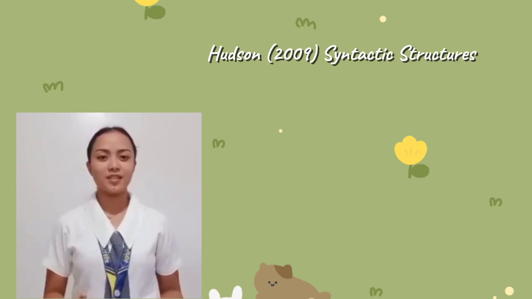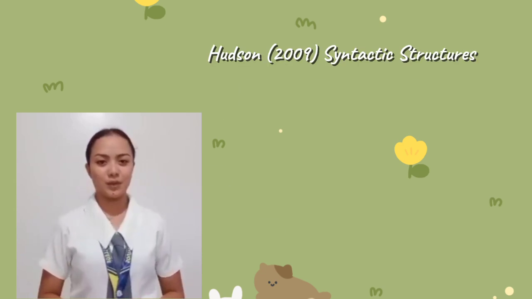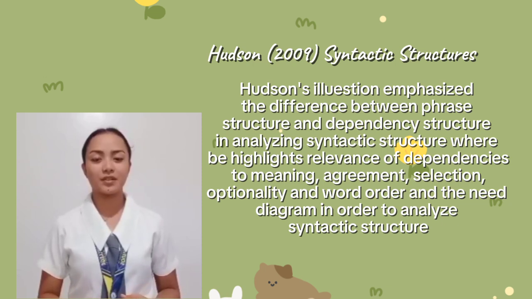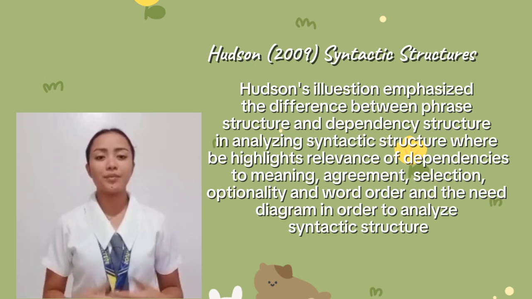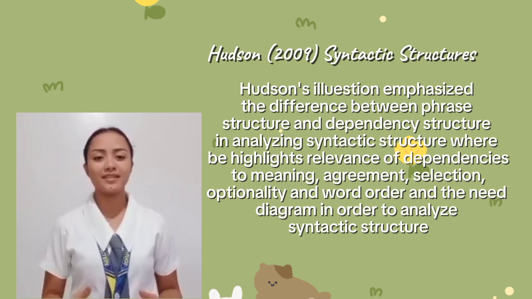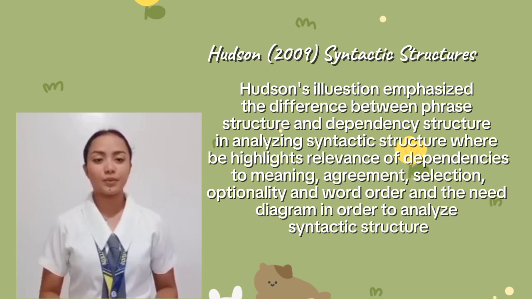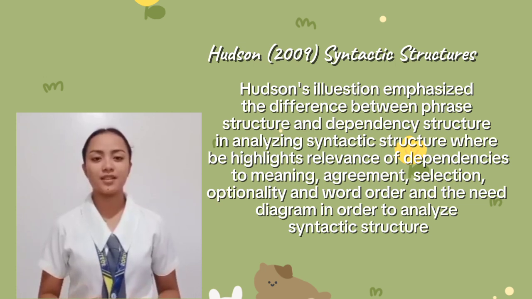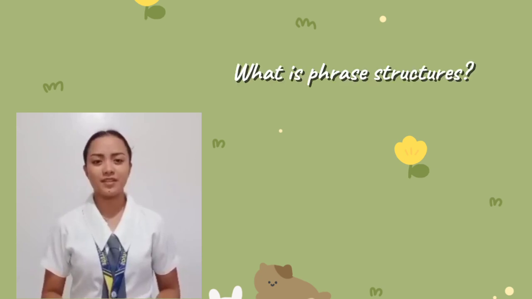So let's move on to Hudson's 2009 sentence structure. Hudson emphasized the difference between phrase structure and dependency structure. In analyzing syntactic structure, he highlights the relevance of dependency to meaning, agreement, selection, optionality, and word order, and the need for diagrams in order to analyze syntactic structure. So first, what is phrase structure?